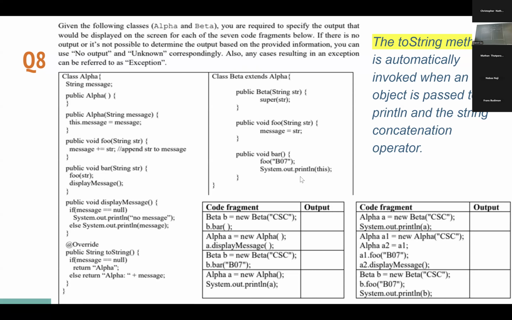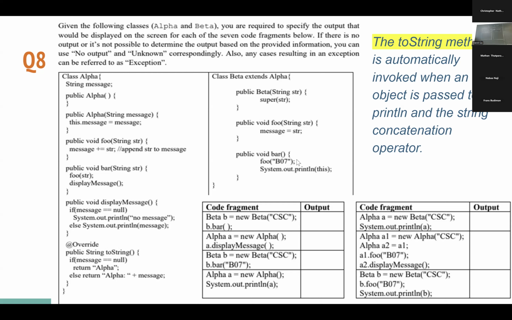And then you output this new beta, and this is the trick point. Actually, it's not like a regular println. It invokes the toString function. If you forgot what a toString function is, the definition is right here. Basically, if you pass an object to the println, then it will invoke the toString function.